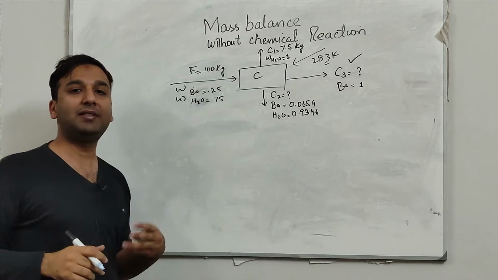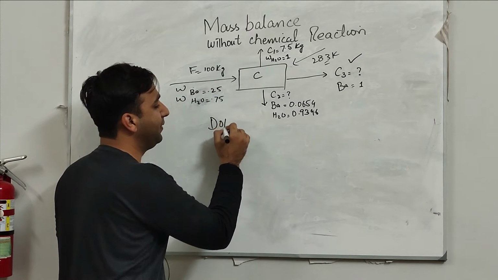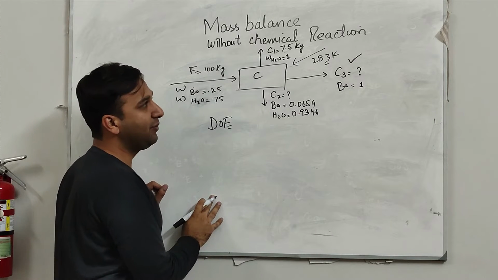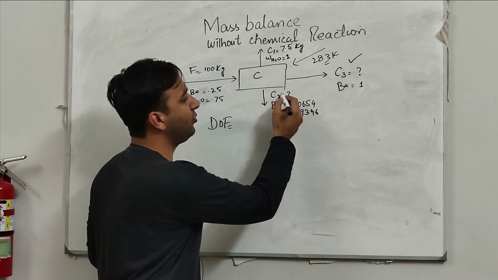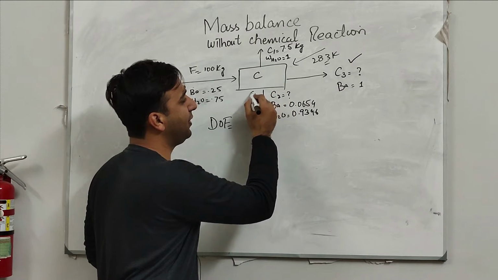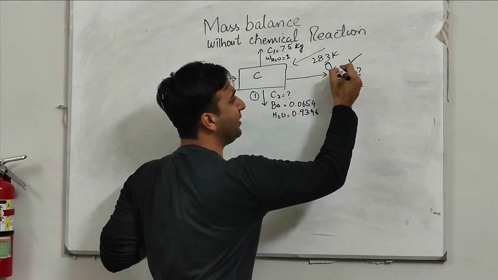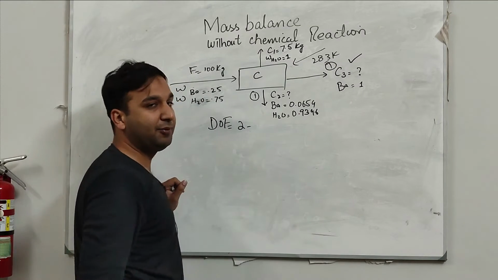So now what is the first step for solving a mass balance problem? The first step is to find the degree of freedom. So what is the degree of freedom? It is the number of unknowns minus the number of independent equations. So what are the number of unknowns? You don't know C2, that is unknown number 1, and you don't know C3, and it is another unknown. So 1 plus 1, the number of unknowns will become 2.